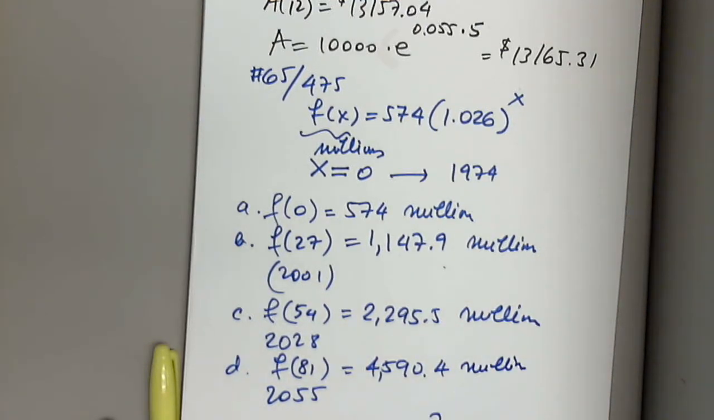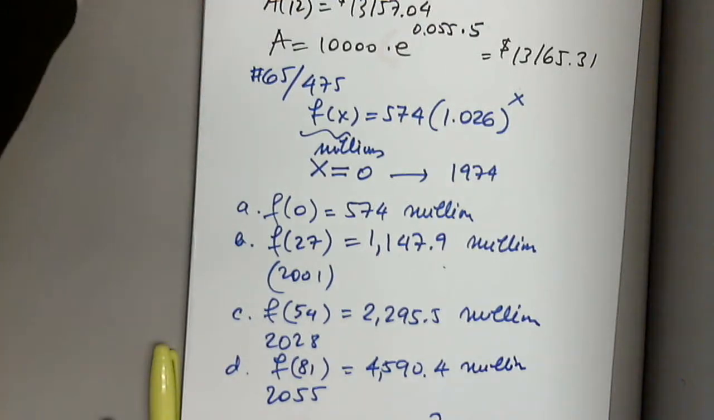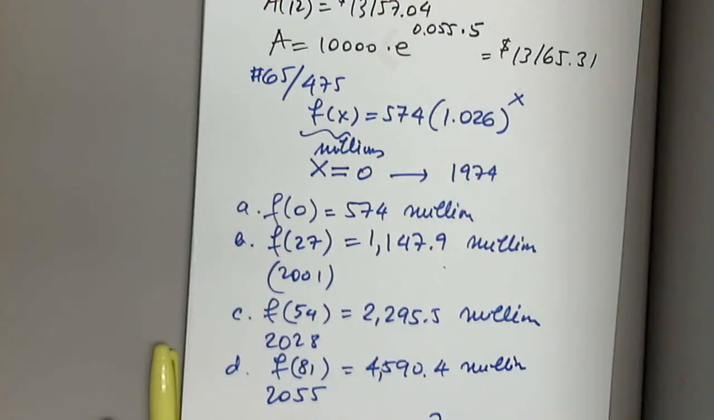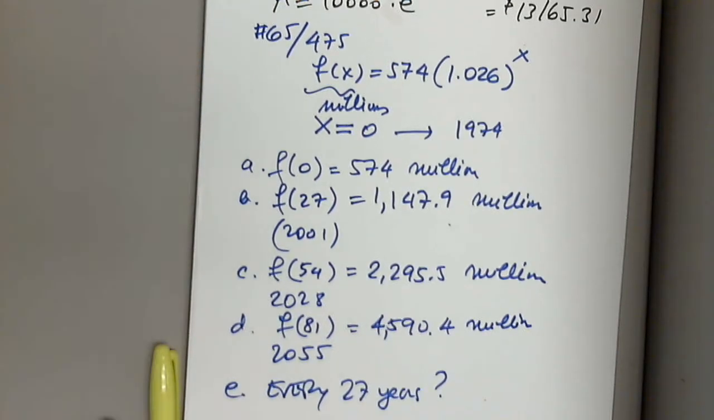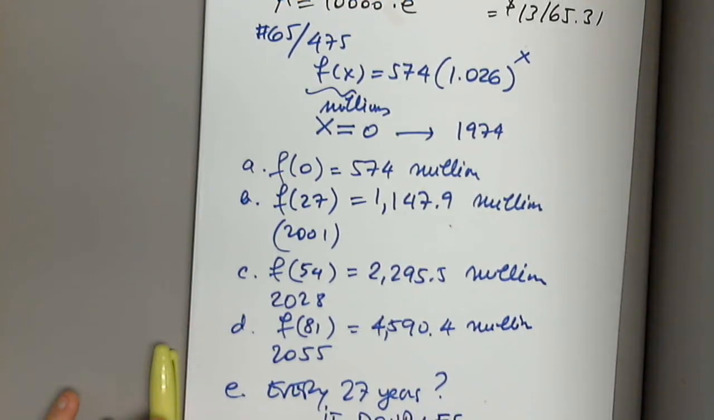And now the question. What appears to be happening with India's population according to the model? According to the model, every 27 years it doubles. Assuming the model is true, moving forward. Very good. Any questions for me? Any questions? Okay, so we can move on.